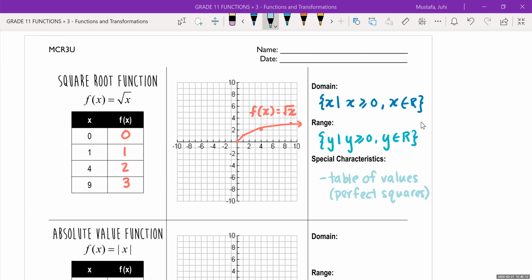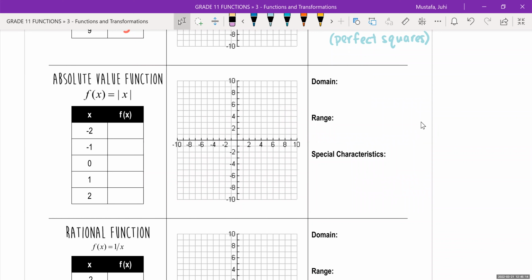Okay, number 2, this is our absolute value function. You may or may not have ever seen this before, but an absolute value sign is when you have two vertical lines surrounding your x. And the special characteristic about the absolute value sign is, does anyone know? Does anyone know what the absolute value sign does? Marju?